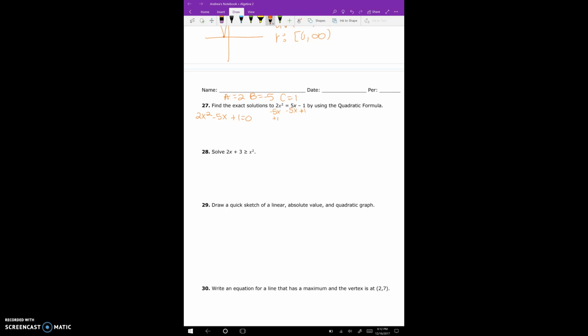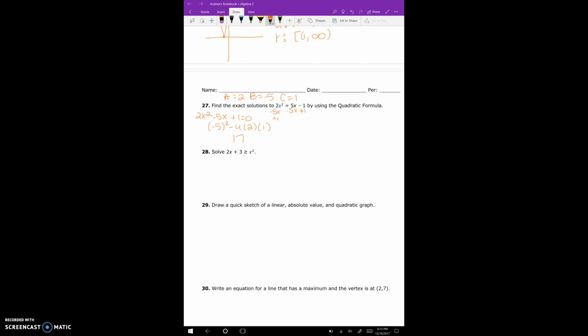I like to find the discriminant first. So I have -5 squared minus 4 times 2 times 1. By working that out, I'll get 25 minus 8 is 17. So it's positive. I know I'm going to have two solutions, but they're going to be some yucky answers. They're going to be irrational.